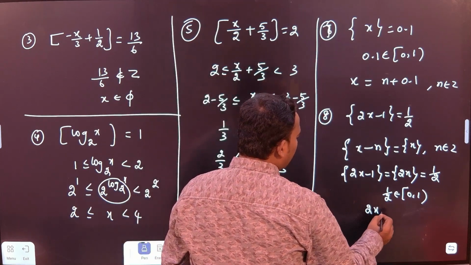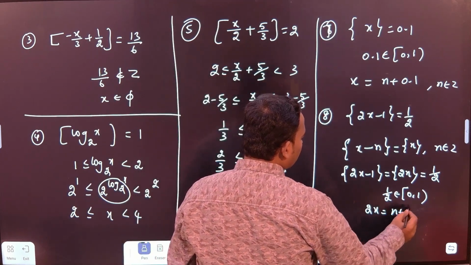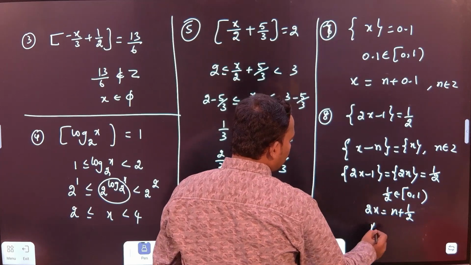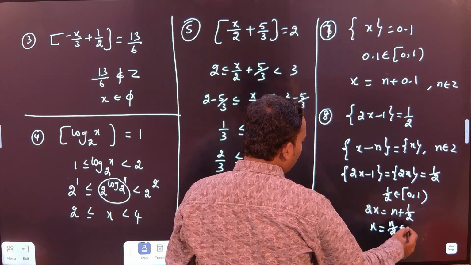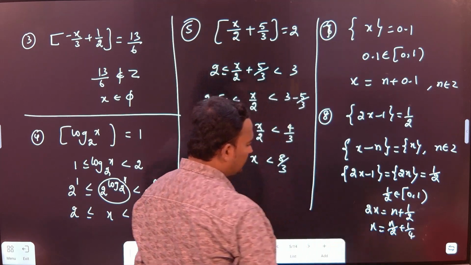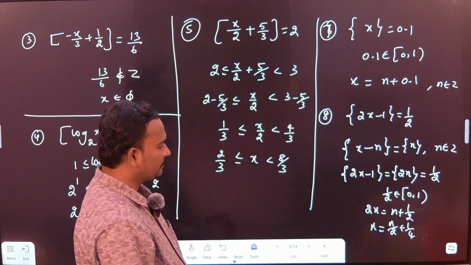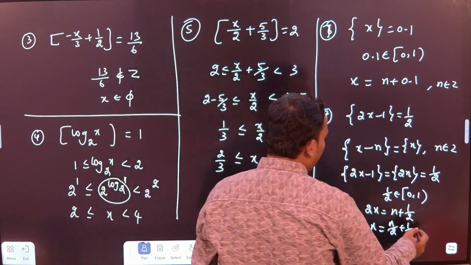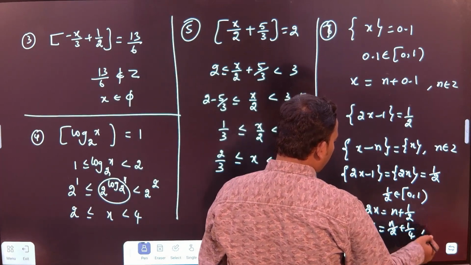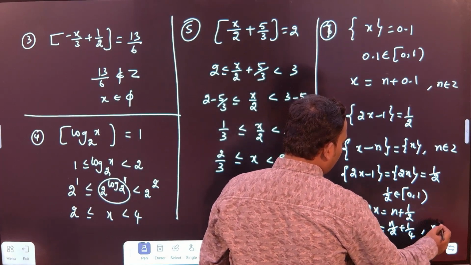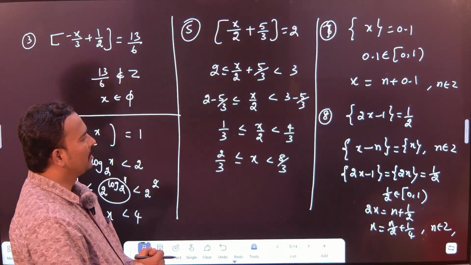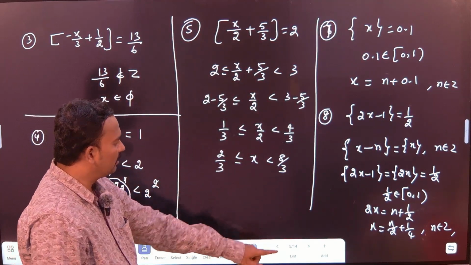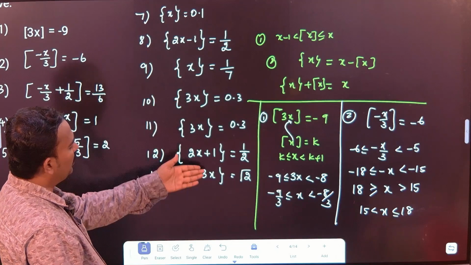Therefore, 2x is equal to n plus 1 by 2. So x is equal to n by 2 plus 1 by 4, dividing by 2, where n belongs to integers. I hope everyone understands. The same way you can do the rest of the questions.